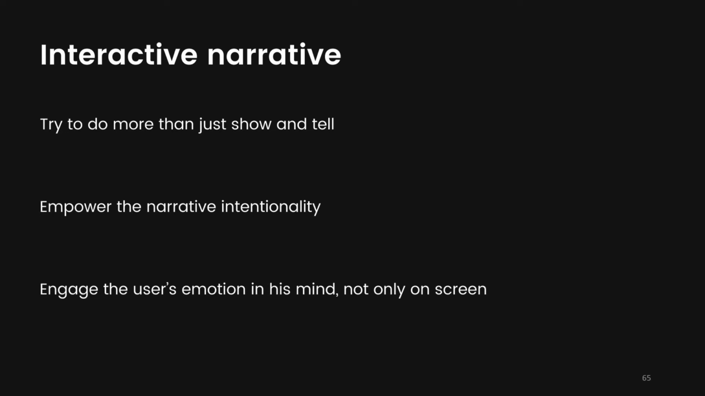achieve this third point, which is to engage the user's emotions in his mind and not only on screen. So when there is something intense, we actually need to feel this tension ourselves and not just understand that it is happening on the screen.